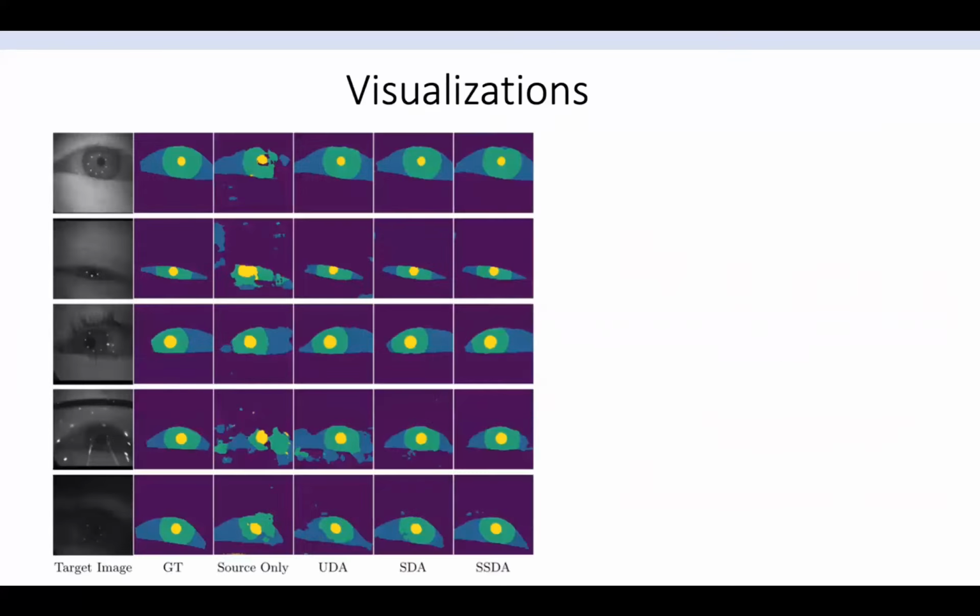Finally, we show some visualizations. Note the labels in the target domain are missing fine-grained boundaries, such as detailed boundaries of sclera. Domain adaptation is able to transfer the knowledge from the source domain with high-quality labels to the target domain to improve segmenting detailed geometry, such as sclera in the target images.